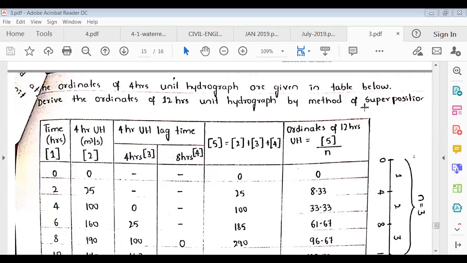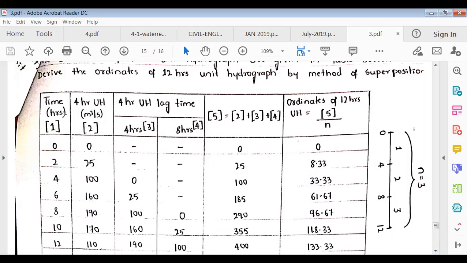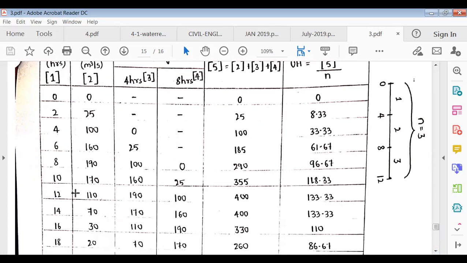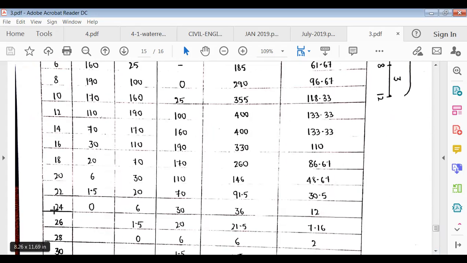So we have already studied the problem on S-curve method. The same problem is now done by method of superposition. Okay, you can see here, time first. In the first column there is time. Second column, it is 4-hour unit hydrograph. It is in meter cube per second. Okay, so it is from 0. Okay, time is from 0 to 24.